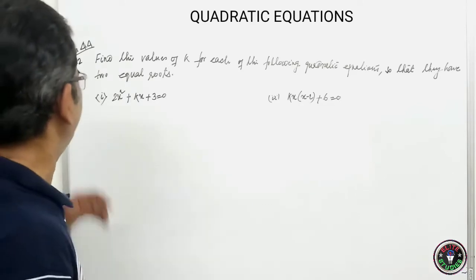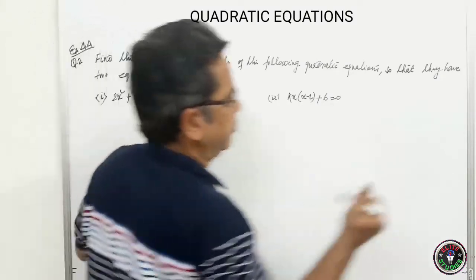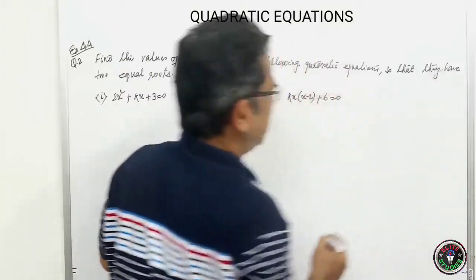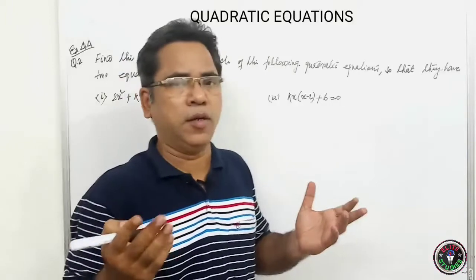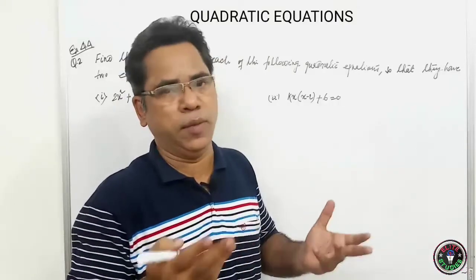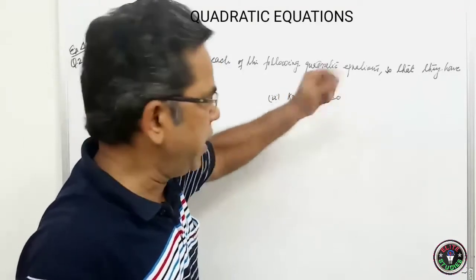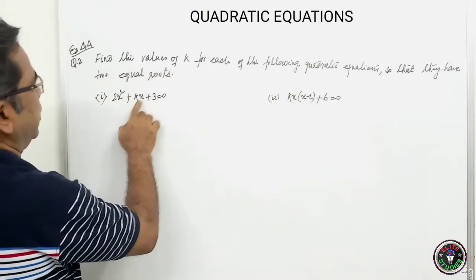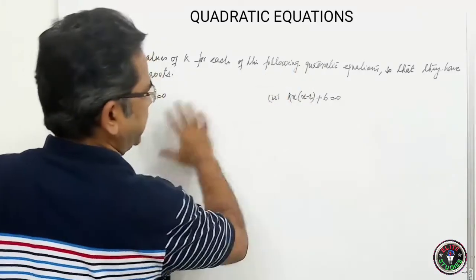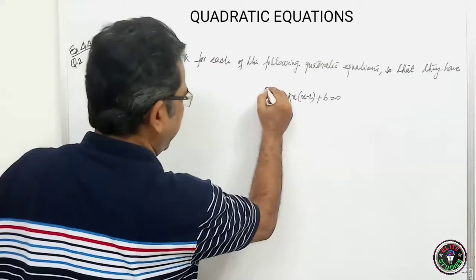Now let's do question number 2. This is very important. Such type of questions are generally asked in the exam. It's very easy. So remember, students, they are not going to ask you to find the nature of the roots, real or equal or not, but they are going to ask some indirect questions. What is that? Find the values of k for each of the following quadratic equations so that they have 2 equal roots. It is very easy.